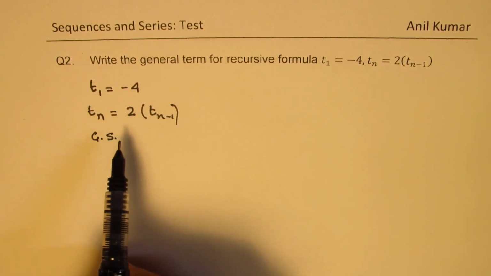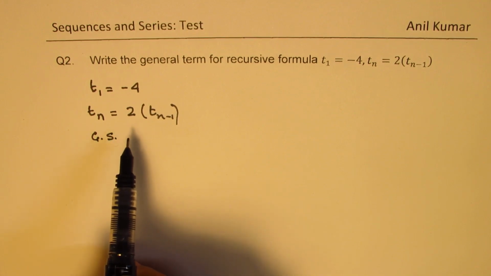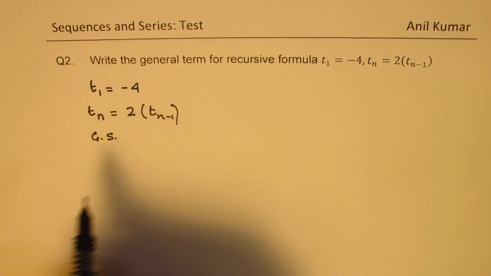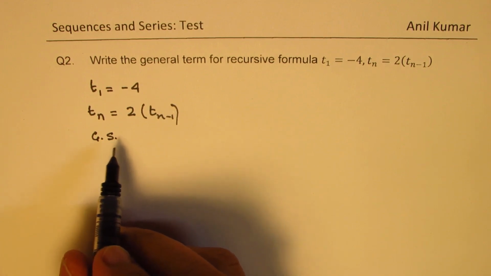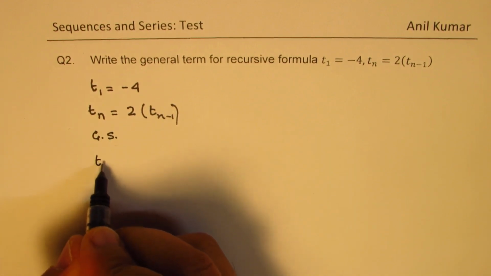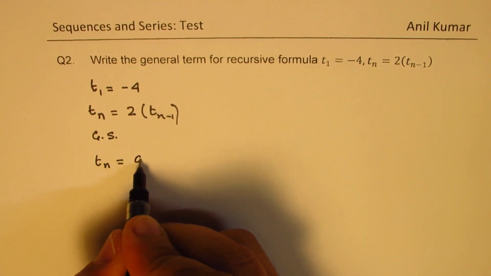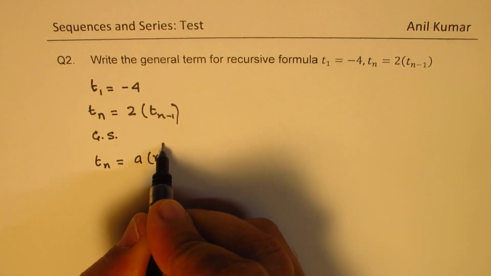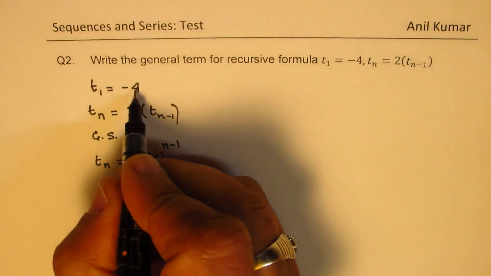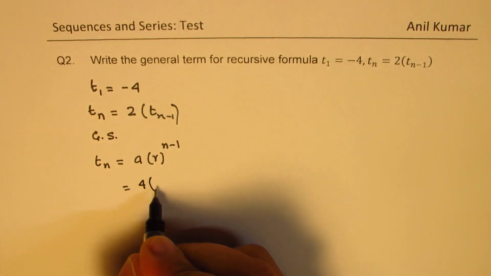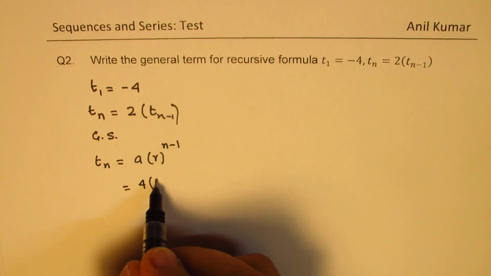In that case, you know what the general term could be, right? You can always write that as tn equals a times r to the power of n minus 1, where a, the first term here, is minus 4, and r is 2.